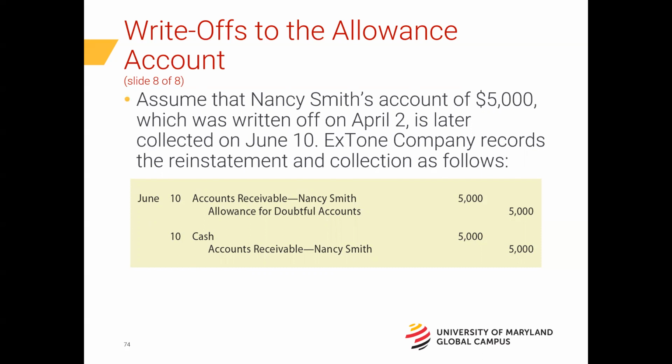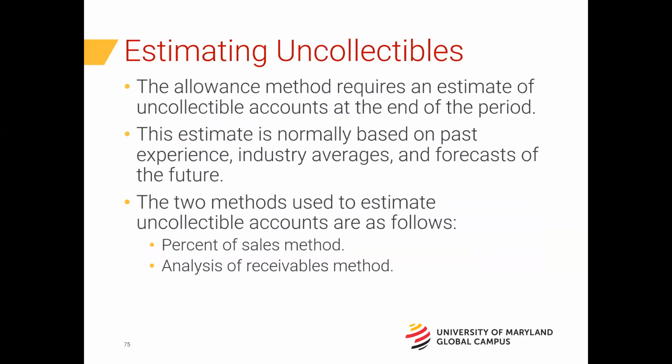So we debit the account receivable to increase it. We decrease our allowance for doubtful accounts by that same amount. We debit cash because the customer finally paid us, and we credit the account receivable for that customer. Again, it's kind of like just reversing what you had done earlier. What that does is it adjusts for that allowance, reflecting that change.